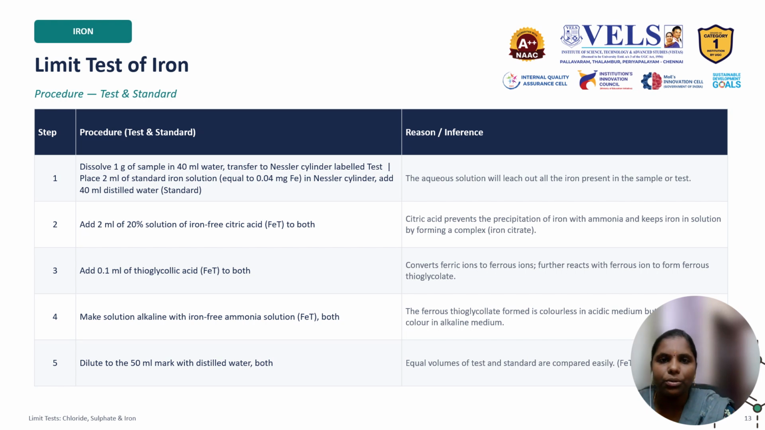So let us see the procedure. Dissolve the sample in water and iron-free citric acid solution. To this Nessler cylinder, add thioglycolic acid and make the solution alkaline using ammonia. Then dilute the volume and compare the purple color with the standard solution. An important point is that purple color develops only in an alkaline medium, so the ammonia step is an essential one.